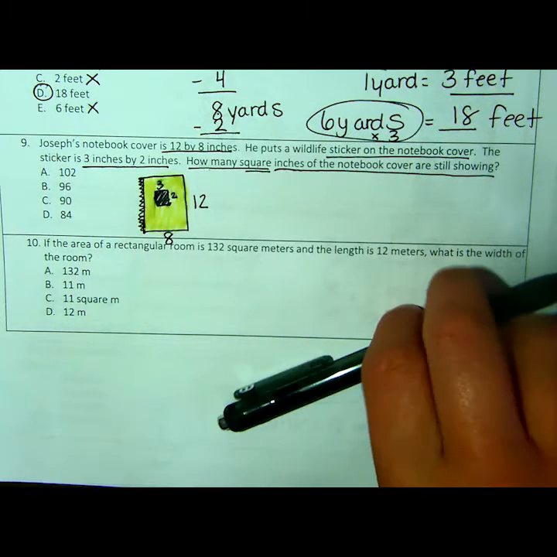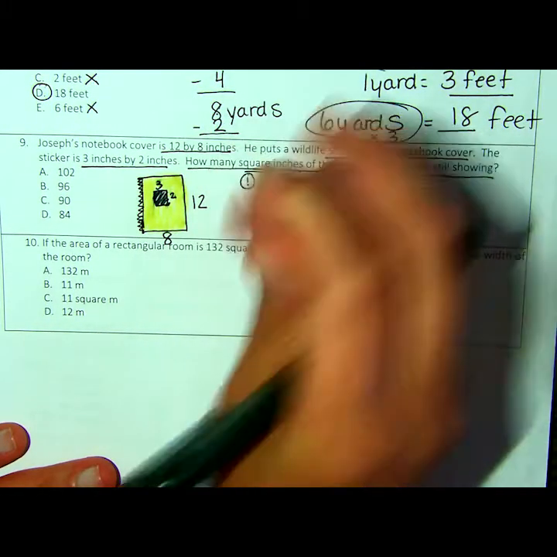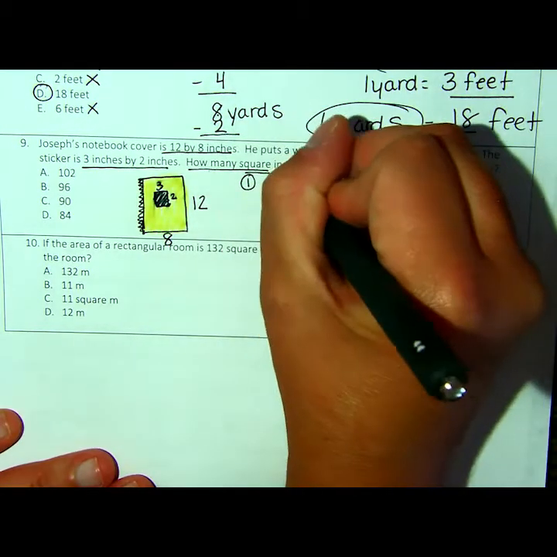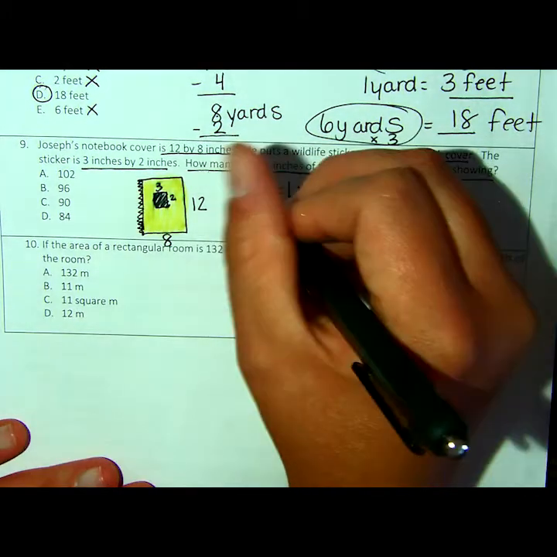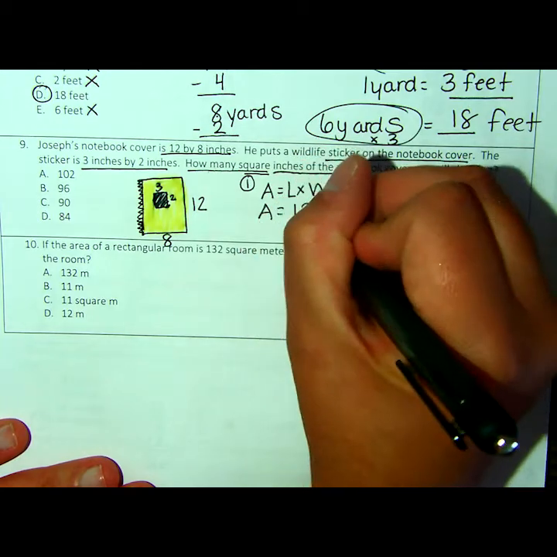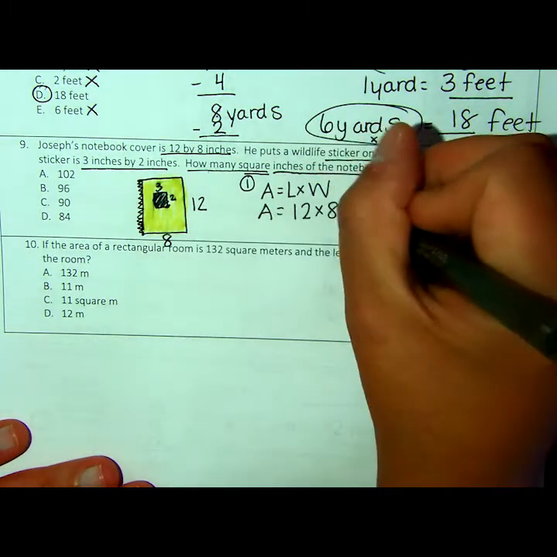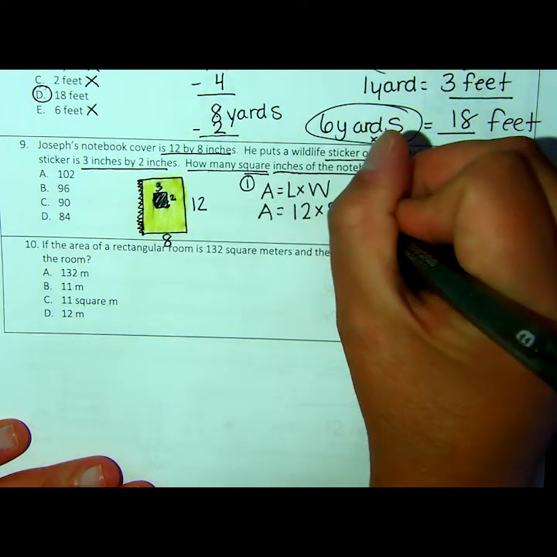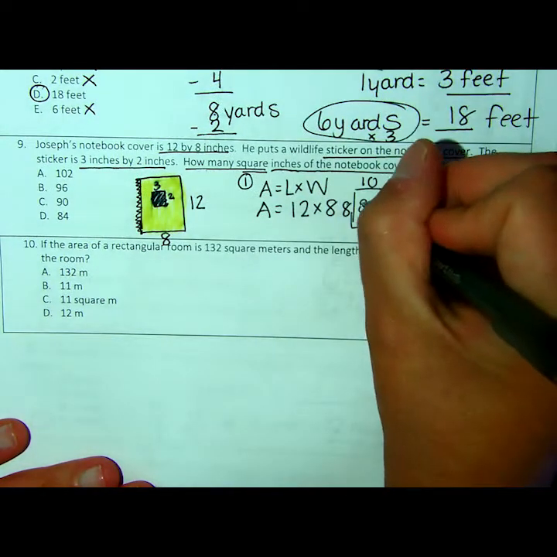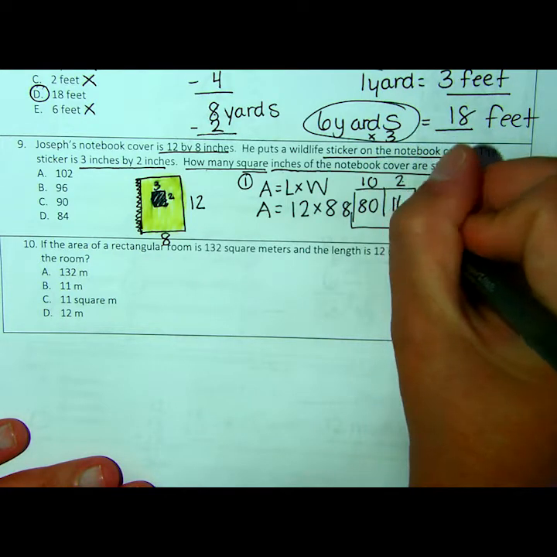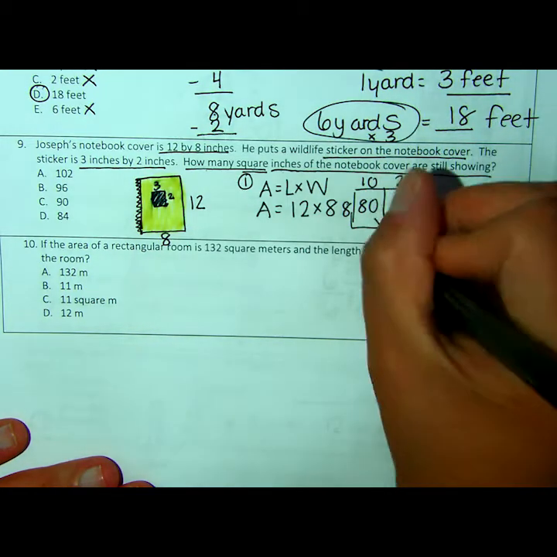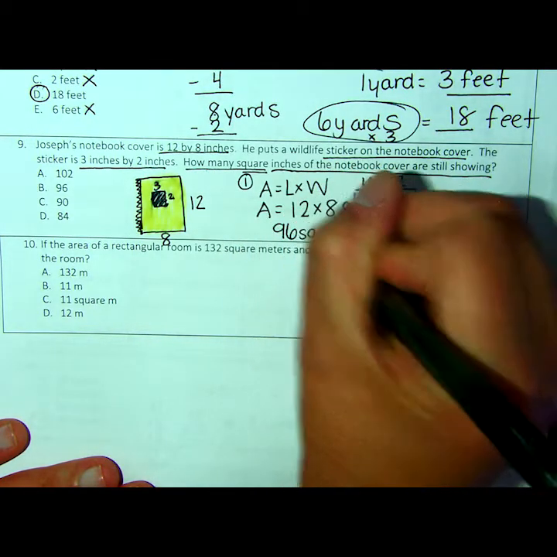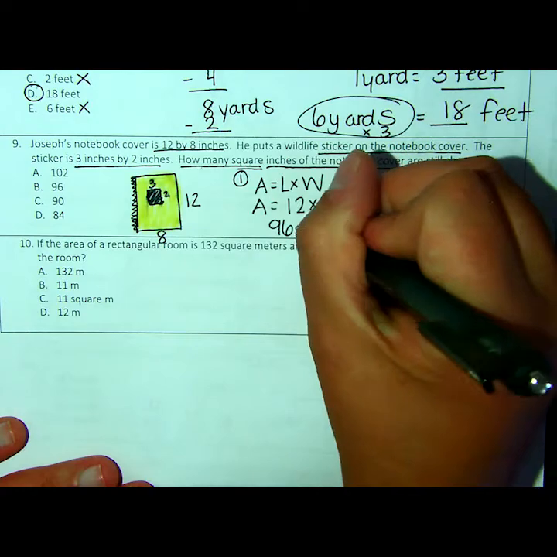So step 1, we're going to have to find out the area of the whole notebook cover. And we know area is equal to length multiplied by width. So we have to multiply then 12 times 8. You probably set up an area model, 10 and 2, and multiplied by 8. We know that's 80, 8 times 2 is 16. Add those partial products, you get an area of 96 square inches. But that's for the entire notebook cover.